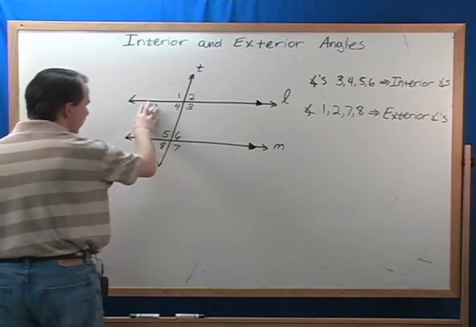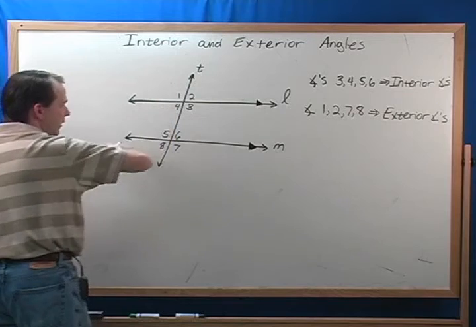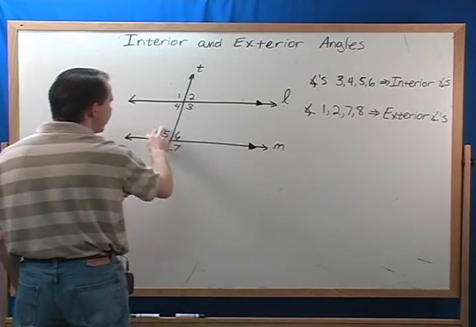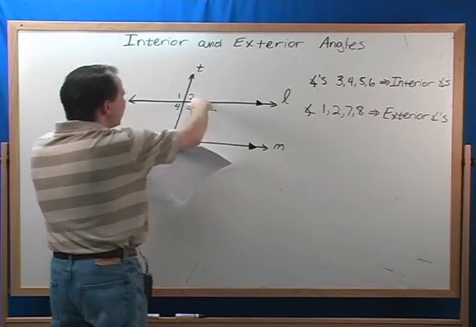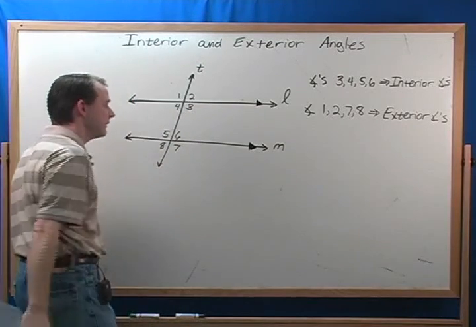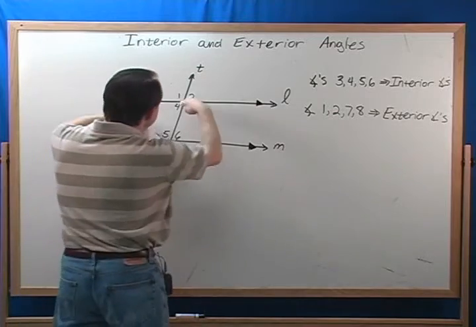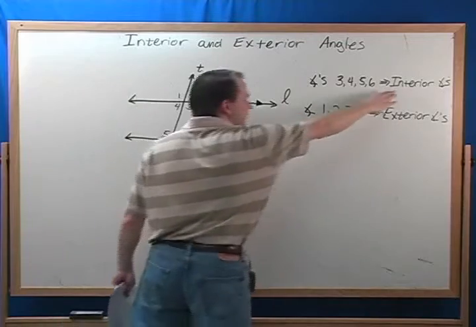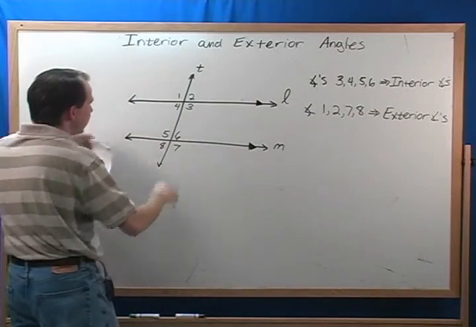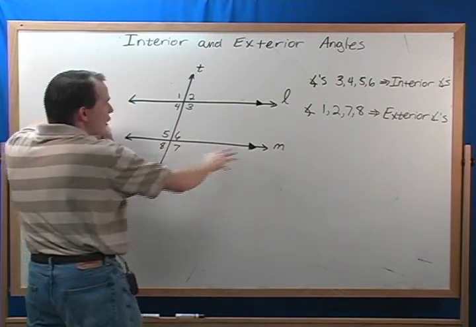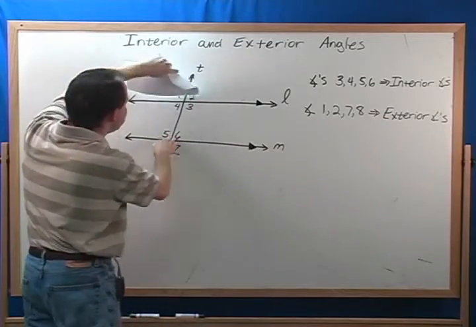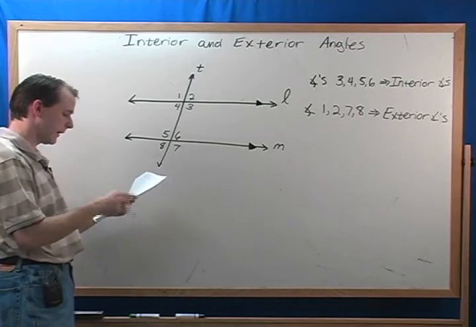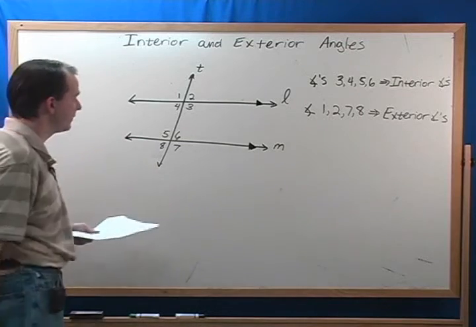I've told you that they focus a lot on this type of problem with a transversal cutting down. You make 8 angles here, and it's just a label. 3, 4, 5, and 6 are the interior angles because they are interior to these 2 parallel lines. They are the ones inside the 2 parallel lines. And 1, 2, 7, and 8 are called the exterior angles because they are on the outside of these 2 parallel lines. That's all it really means.